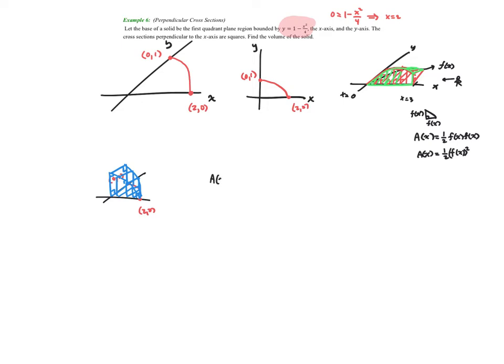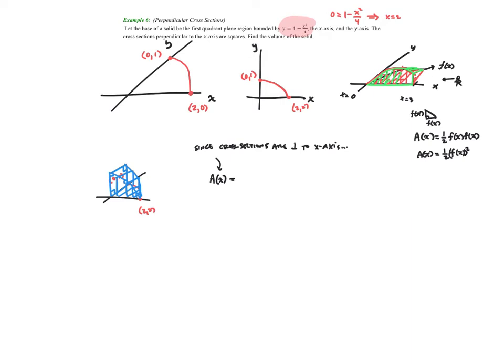Well, first I've got to find my area function. And because our squares are perpendicular to the x-axis, since these cross sections are perpendicular to the x-axis, then our area function will be in terms of x. If they were perpendicular to the y-axis, our area function would be in terms of y, so we'd integrate with respect to y. So just a little niche heads up there that you might run into along the way.